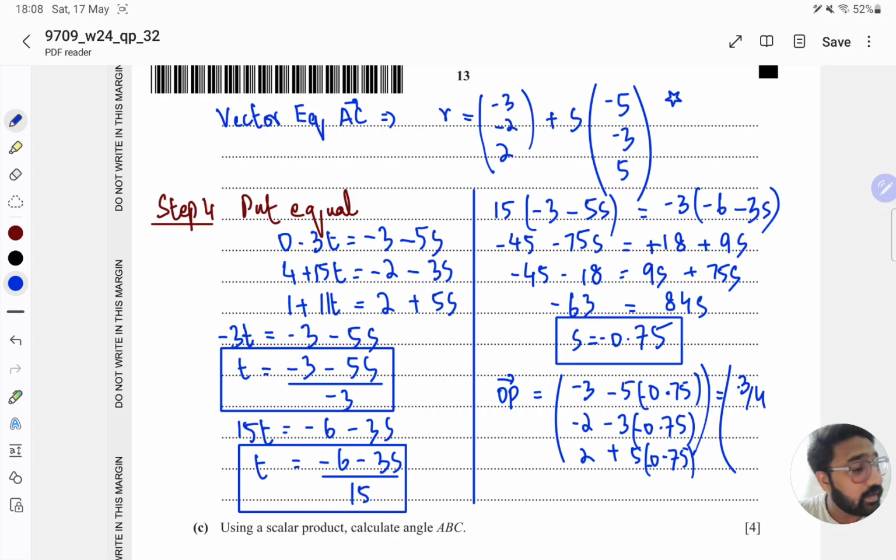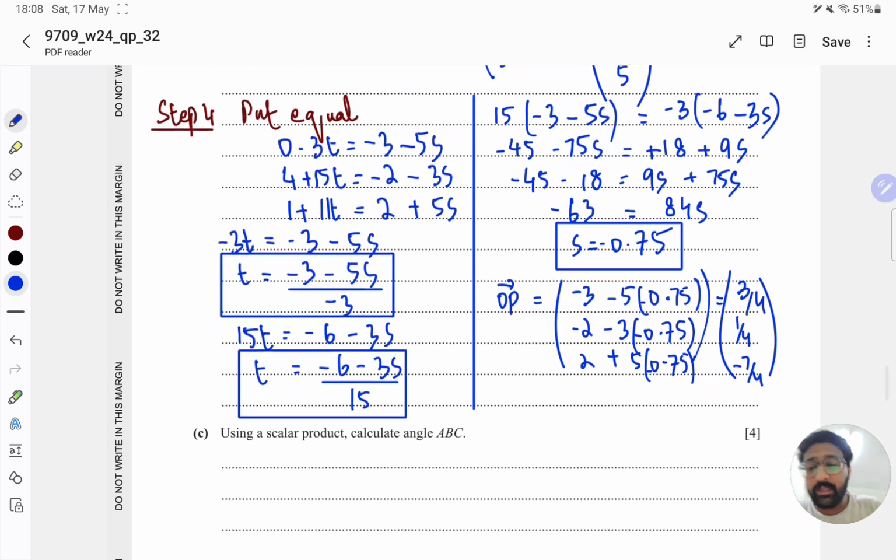If I change the second, it will be -2 minus 3.75, which is 1 by 4. This is not a negative sign, it's 2 plus 5 bracket minus 0.75, which will be minus 7 by 4. So this is the position vector OP.